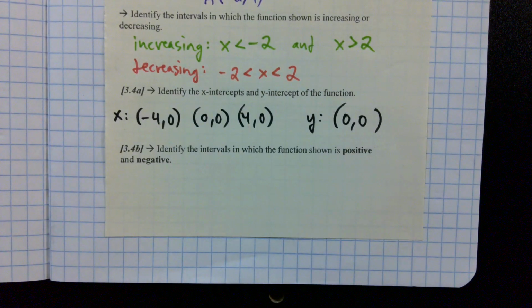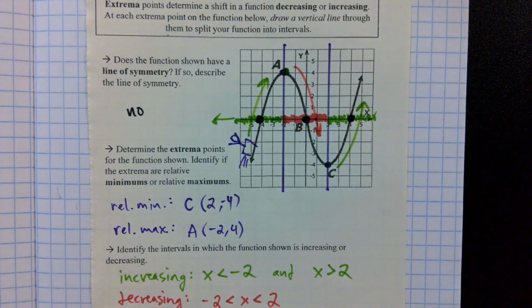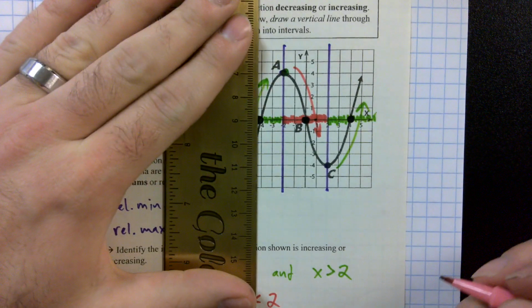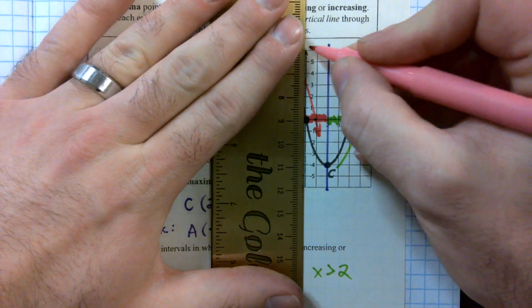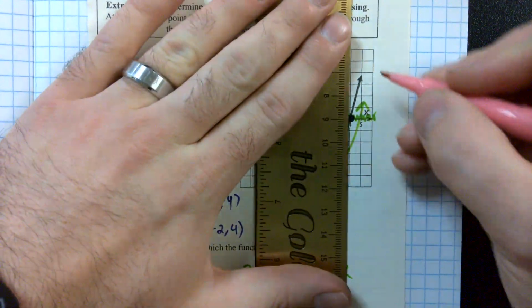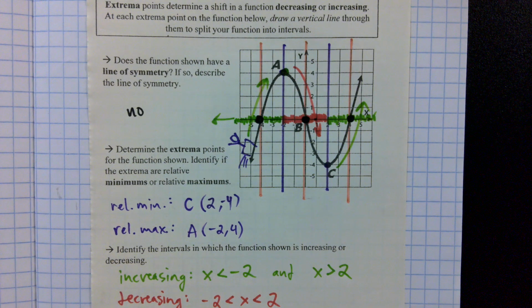So now we're going to think back to what we talked about the other day with my positive and my negative intervals. So I'm going to go back up. If we think back to what we did the other day, and we have 2 highlighters in our hand, hopefully you've got your 2 highlighters. If not, go ahead and grab them. I'm going to make a vertical line through my x-intercepts. 1, 2, and 3. Those 3 pink lines are my x-intercepts.